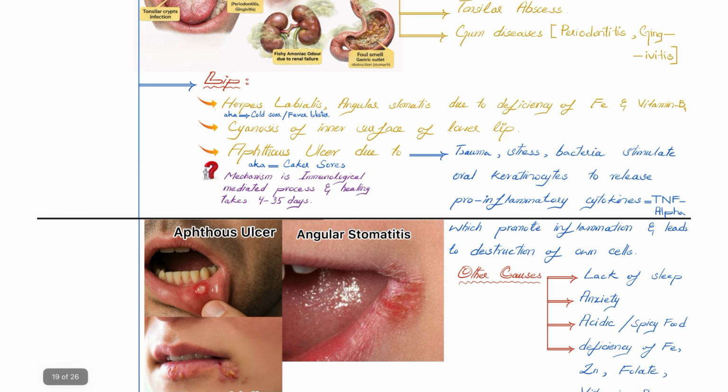The abnormal findings that you can find in lips can be herpes labialis, which is caused by herpes virus and is commonly known as cold sore or fever blister. Angular stomatitis is common in patients having deficiency of iron and vitamin B9. Then you can look for the cyanosis or yellowish discoloration of inner surface of the lower lip. And aphthous ulcer is also called canker sores.